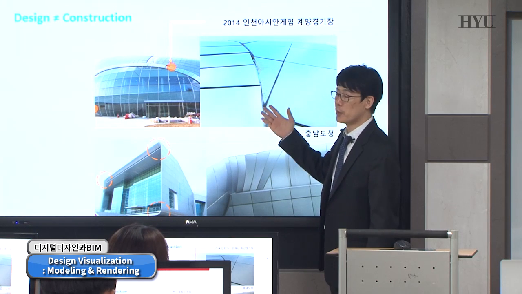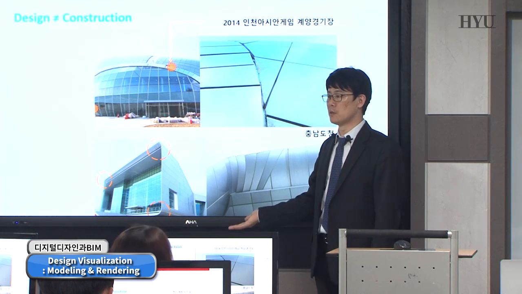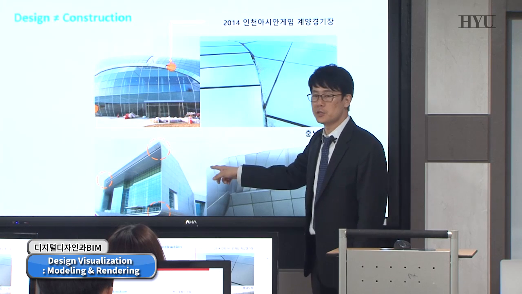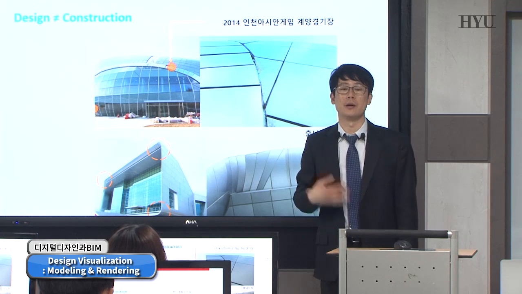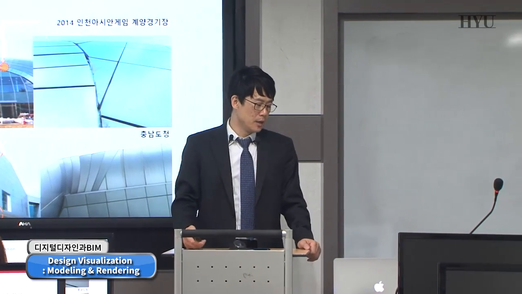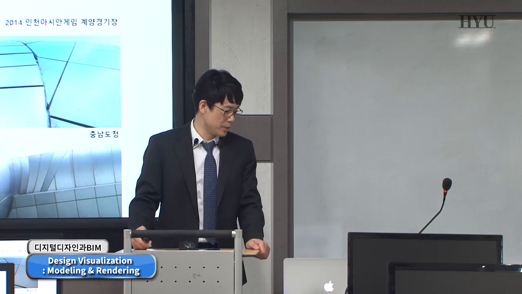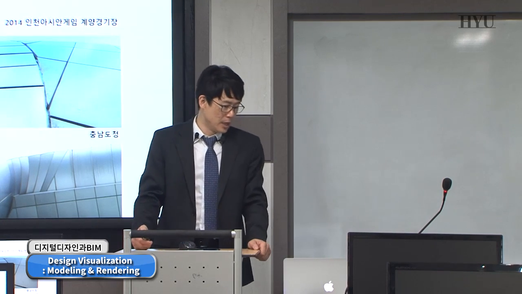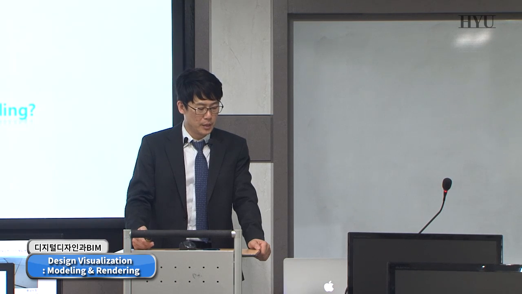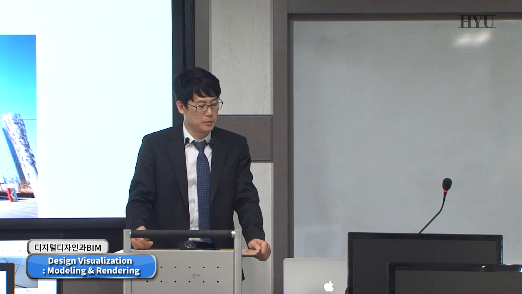What if they used BIM? What if they used parametric modeling? Even in the design phase model, the joint structure or this kind of finishing structure could be represented in detail, okay? And then on-site workers can refer to the structure and the design for realization of this building. That's simply why we need parametric modeling and a BIM-enabled approach.